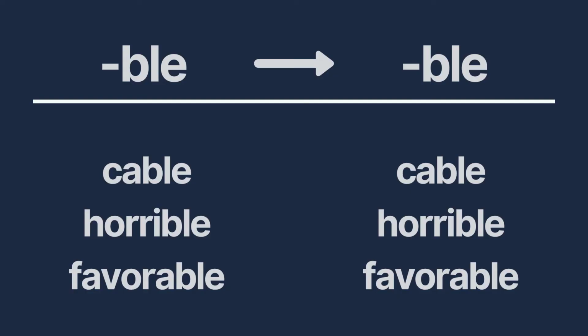Okay, the next few examples, the words are spelled exactly the same in English and in Spanish, but watch out for pronunciation. Okay, so words that end BLE end in exactly the same way in Spanish. So we have cable, cable, horrible, horrible, favourable, favorable.